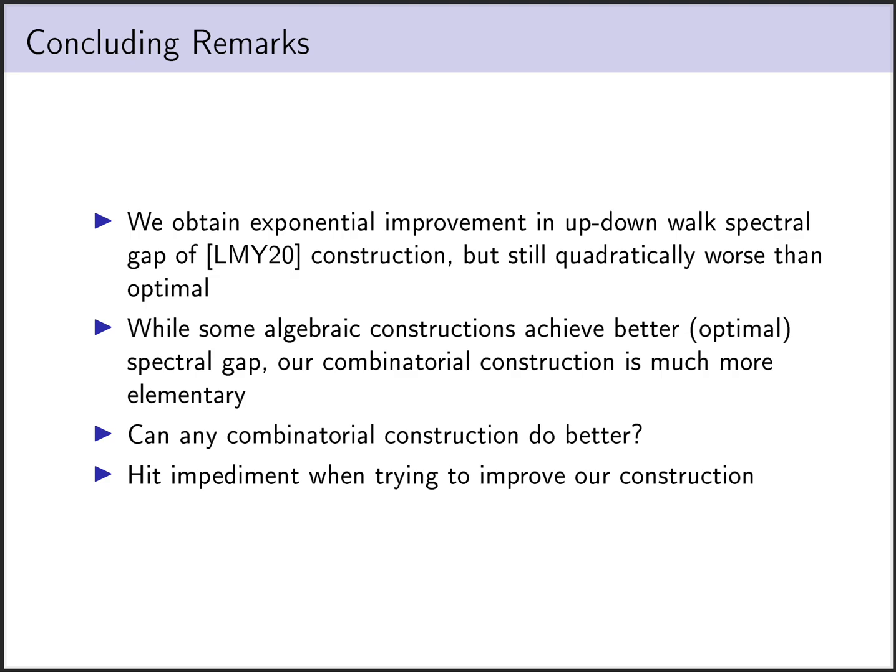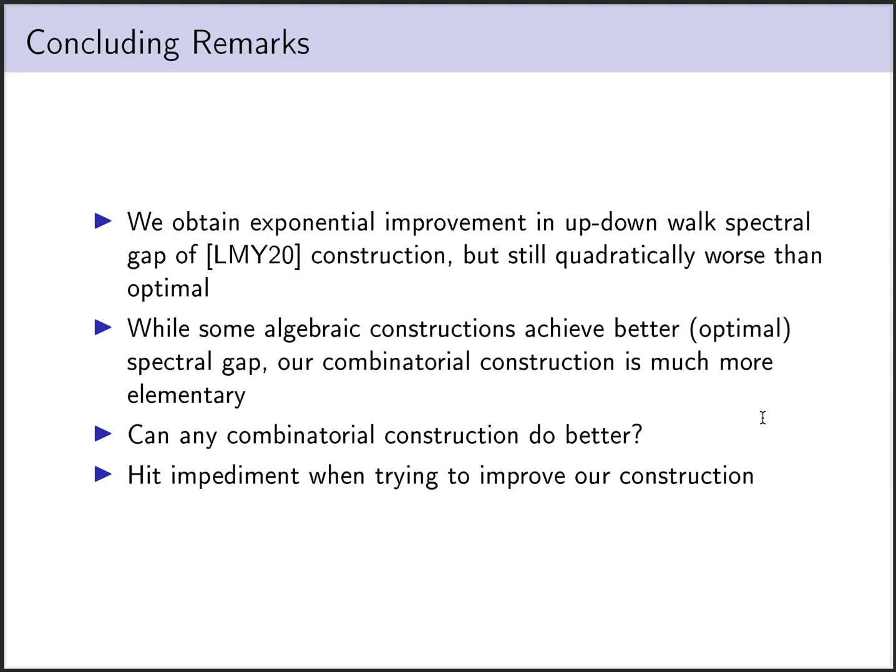So now to wrap up, in summary, we obtain exponential improvement in the up-down walk spectral gap of the LMY construction, but it is still quadratically worse than optimal. Now, some algebraic constructions do achieve the optimal spectral gap of on the order of 1 over k, but our combinatorial construction is much more elementary. And so it's natural to ask, well, can any combinatorial construction do better? Can we close this gap between the order 1 over k squared, approximately, spectral gap of our construction, and the optimal order 1 over k?